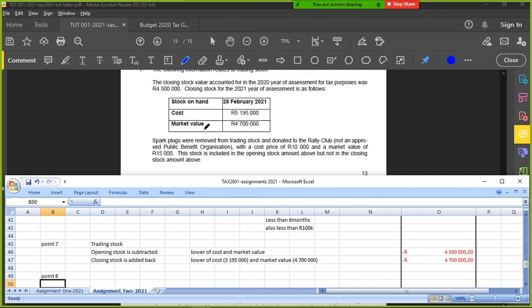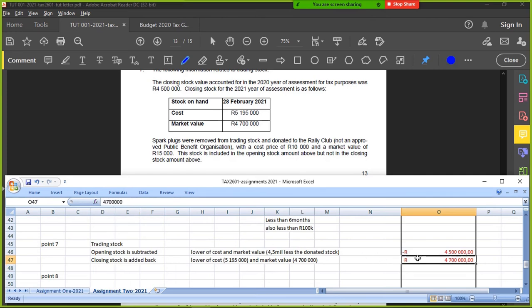Okay. Oh, we haven't finished yet. They said spark plugs were removed from trading stock and donated. Ah, okay. There's a donation here, with a cost price of 10,000, a market value of 15. The stock is included in the opening stock amount above, but not in the closing stock amount above. So this stock is included in the opening stock. So I need to take it out. So opening stock less the donated stock. Otherwise, I'm subtracting it twice.